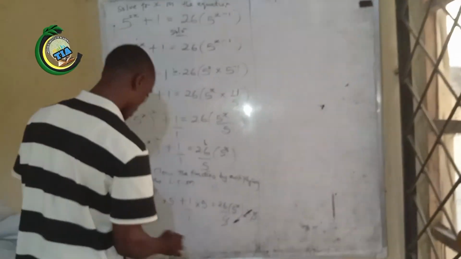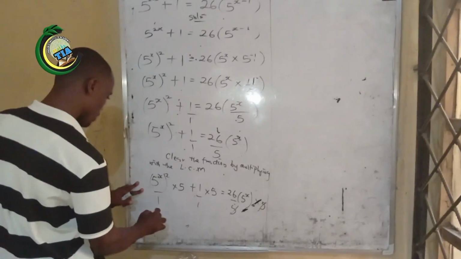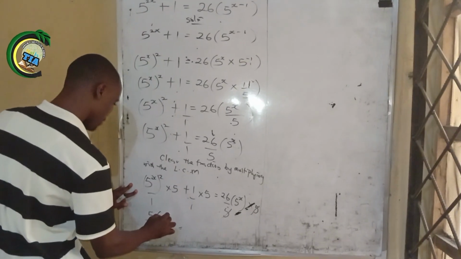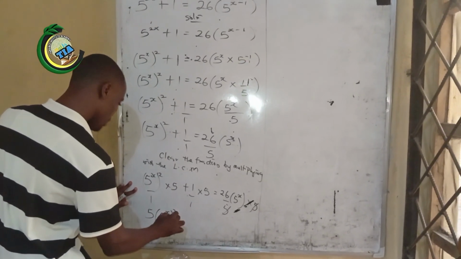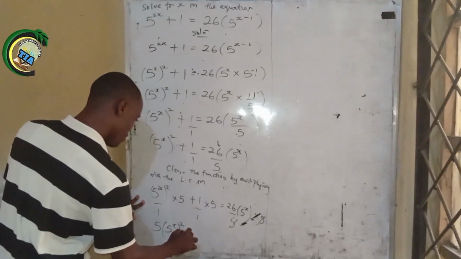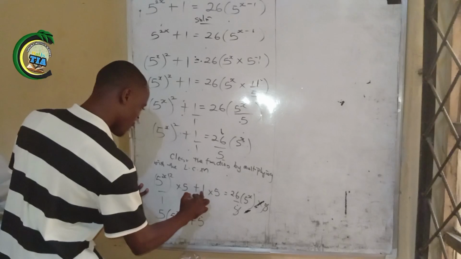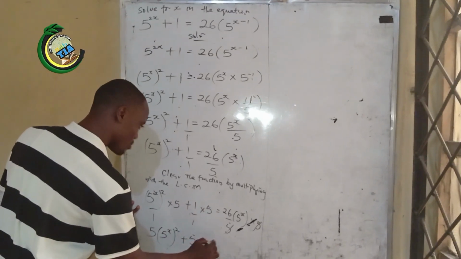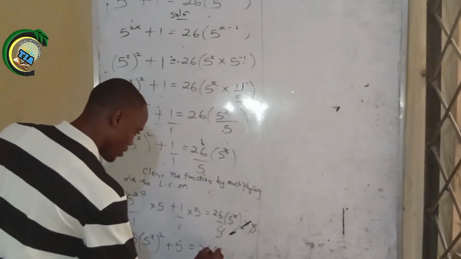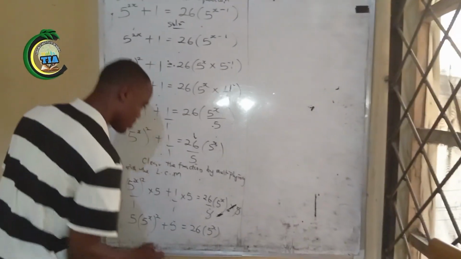So this will cancel out. So we are left with 5 in 5 raised to power this, which will give us plus 5, because 1 times 5 is 5, equal to 26 in bracket 5 raised to power x.